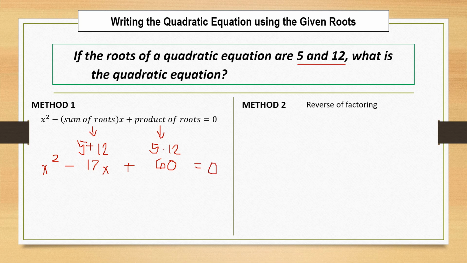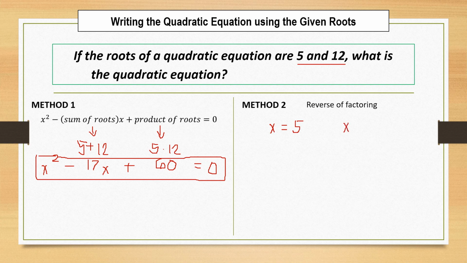Therefore, if the roots are 5 and 12, then the quadratic equation is x squared minus 17x plus 60 is equal to 0. Let's have method 2. Method 2 is simply the reverse of factoring. So if the roots are 5 and 12, we say that x sub 1 is 5 and x sub 2 is 12.